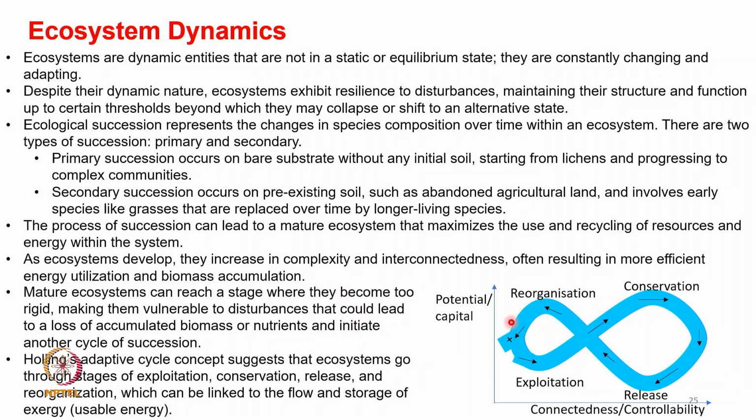So what we see here is Holling's adaptive cycle. That concept suggests that the ecosystem will go through various stages. One is of course an exploitation stage, then there is a conservation stage, then a release stage, and eventually a reorganization, which can be linked to the flow and storage of exergy. So you can see eventually you would exploit an ecosystem, then start conserving it, and eventually it starts releasing certain output and reorganizes to form a particular structure.